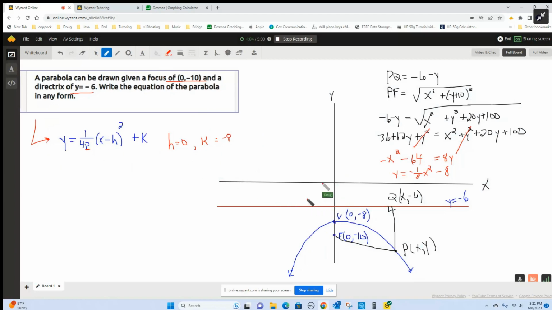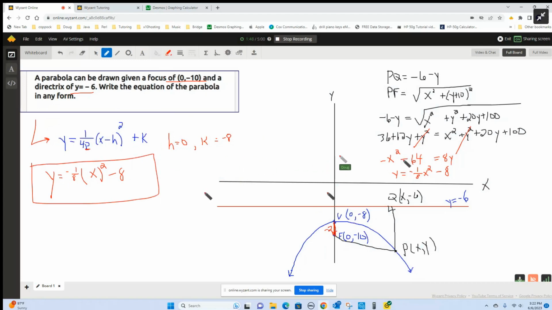Okay, now what's P? P we define as the directed distance from the vertex to the focus, or from the directrix to the vertex. In other words, P is this distance right here. In absolute value, that's 2, but the directed distance is -2 because we're going down. So the formula looks like this. We put -2 in for P, we get -1/8. H is 0, so we just get x squared, and k is -8. That's your equation right there.